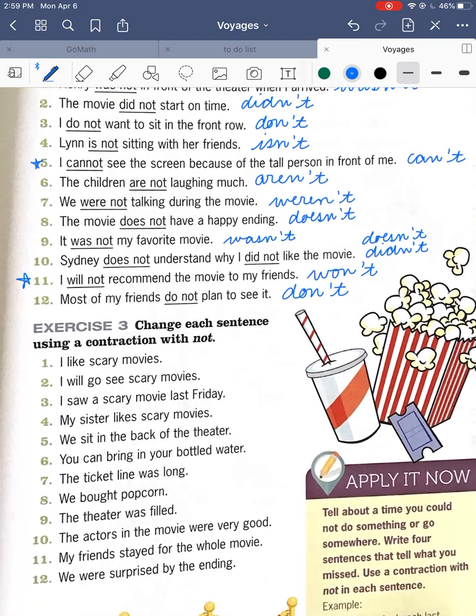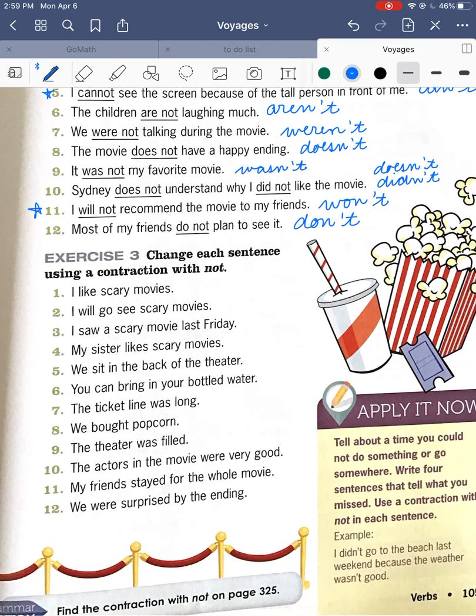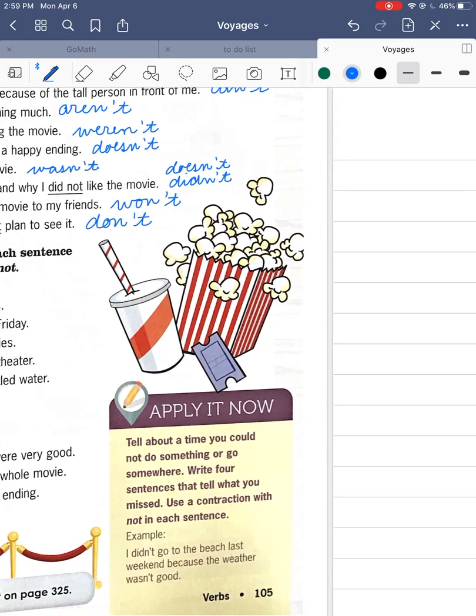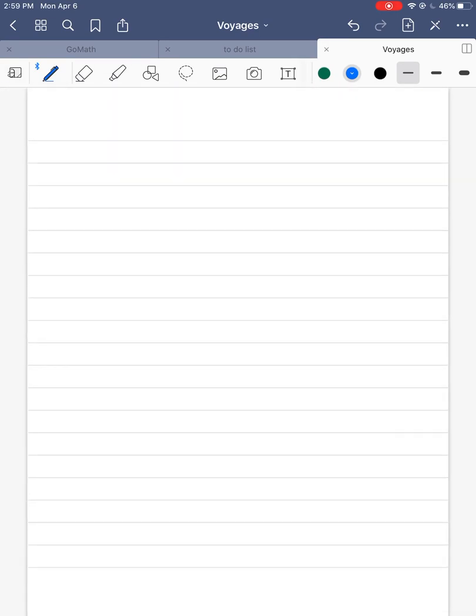Okay? And then the last part, it wants us to change each sentence using a contraction with not. So we're kind of writing these as the opposite. So this says, I like scary movies. So the opposite of I like scary movies would be I don't like scary movies. So if I'm going to go to a piece of paper and I'm going to write, I don't like scary movies.